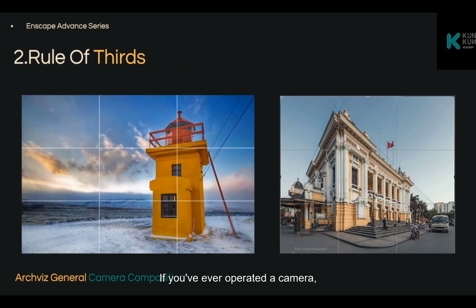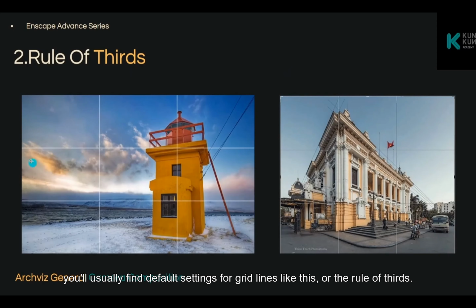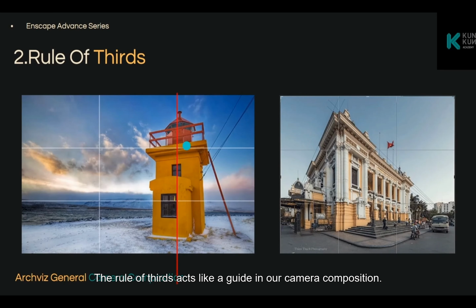If you've ever operated a camera, you'll usually find default settings for grid lines, like this, or the rule of thirds. The rule of thirds is very helpful for composition. As an example in the image on the left, the subject is positioned perfectly thanks to the assistance of the rule of thirds. The rule of thirds acts like a guide in our camera composition, or in our rendering viewport. It also helps to determine the position of the horizon line.